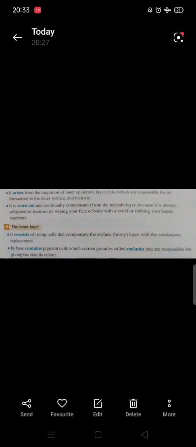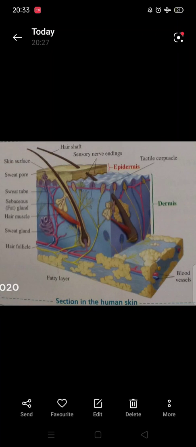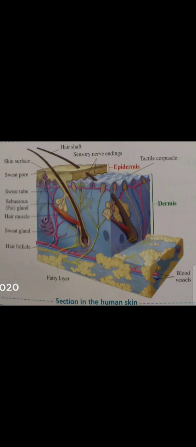Why does the inner layer give the skin its color? Because it contains a pigment cell. This pigment cell is called melanin. The melanin is responsible for giving the skin its color. So this is the first layer. As you can see, epidermis, outer layer contains keratin, inner layer contains melanin. So melanin and keratin exist in epidermis, the outermost layer in your skin.